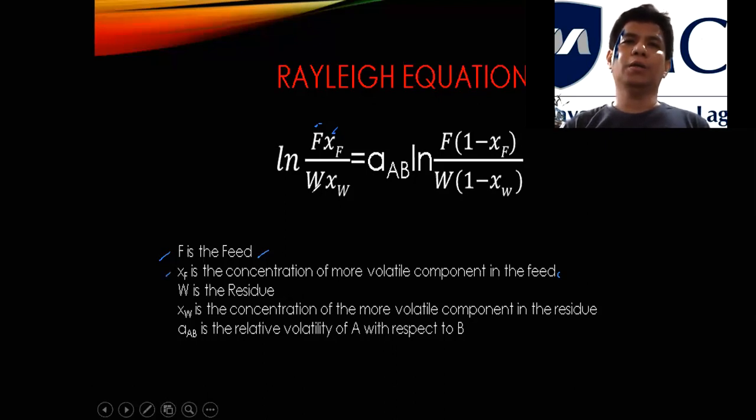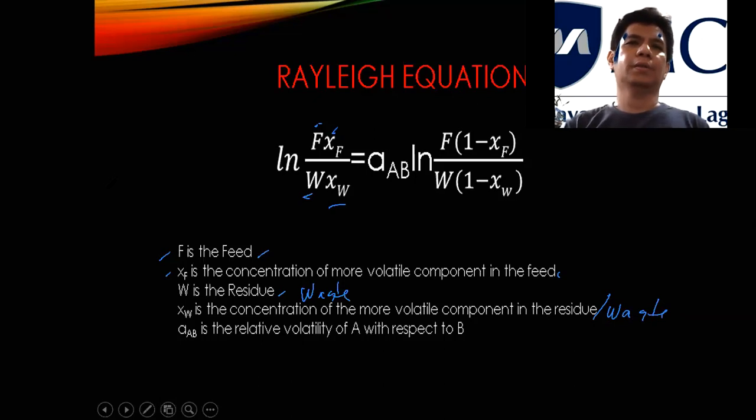Then next is W. So W is the residue or the waste. That's why it's W. So this is either the kilogram or the pounds of W, or the pound mole or kilogram mole of the liquid that remains in the original container. That would be your W. And then xW. xW is the concentration of, still, the more volatile component in the waste or the residue.